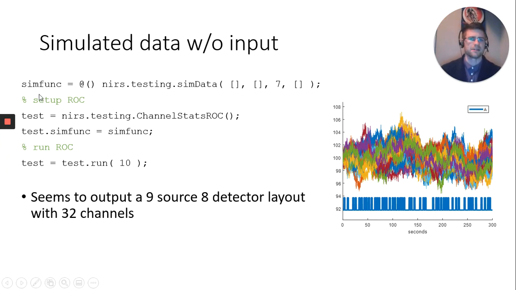This is a basic pipeline for what you'd want to call. You create the sim function, call it with a whole bunch of blanks. This is the beta coefficient, so it's just how big of a bump it is. And I stole the default, so I don't have a reason for using 7. You create the job. In the NIRS folder, in the testing subfolder, there's a ChannelStatsROC function, and it's empty. It has a property in it called simfunc, and I call it right there. So I'm going to load that in, and then I'm going to run it. This number here represents how many iterations I'm going to run this on. So I'm going to test it several times and see how often I get these responses.